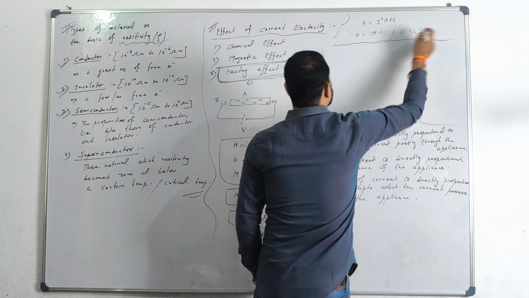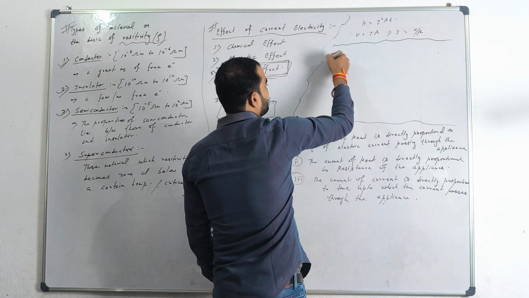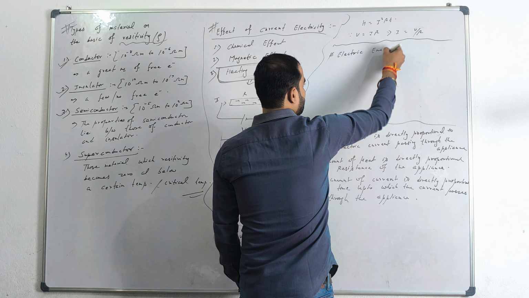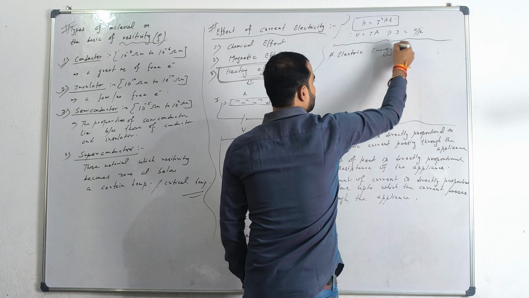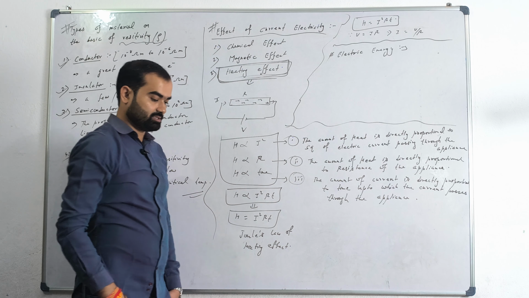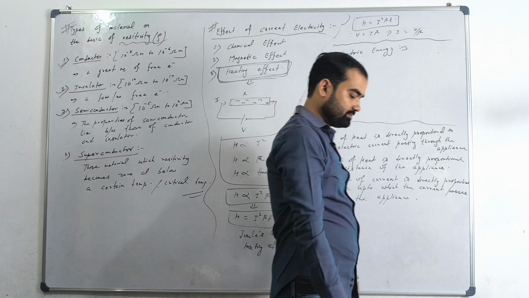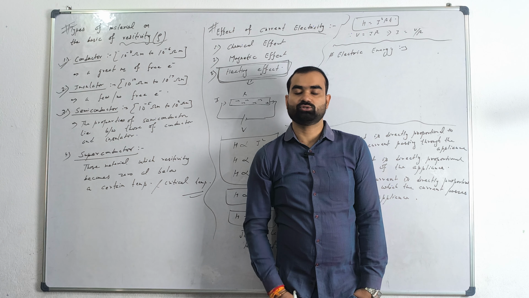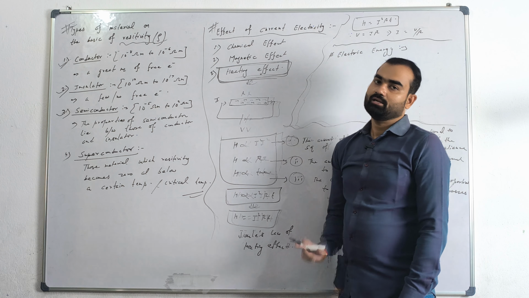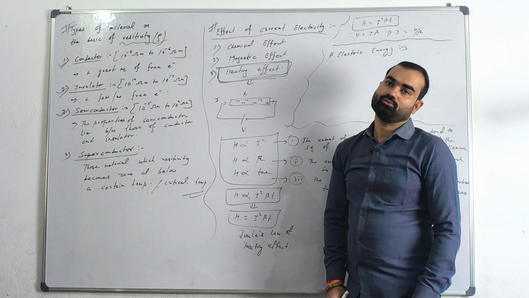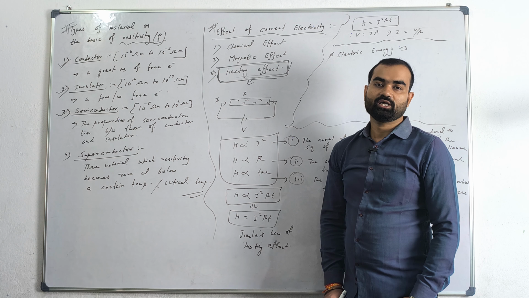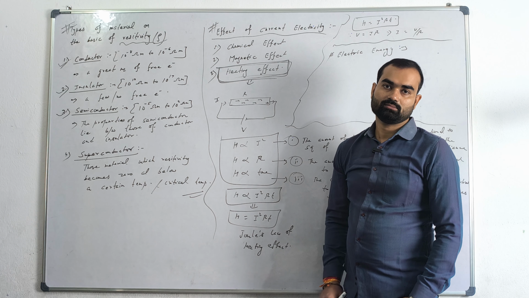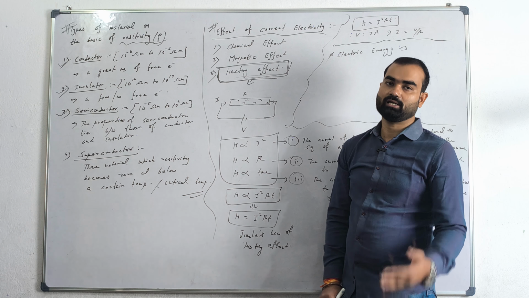This form is especially used in a new topic known as electric energy. What is electric energy? The amount of work done through a complete circuit when current electricity flows through it. Simply, when current electricity flows through a closed circuit, the amount of work done for completing the circuit is defined as electric energy.